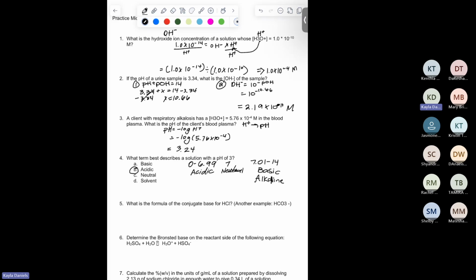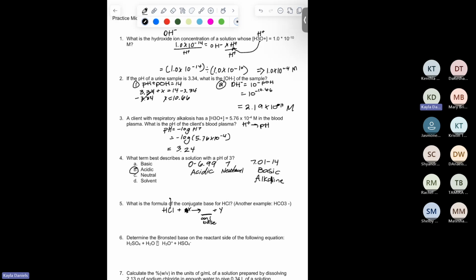5. Okay. What is the formula of the conjugate base of HCl? So they're not explicitly telling us that it's an acid, but they're asking what HCl plus whatever is going to look like on the other side. I shouldn't have used A, that's misleading. Let's just say X. Going to look like on the other side, right? As in its conjugate base form.